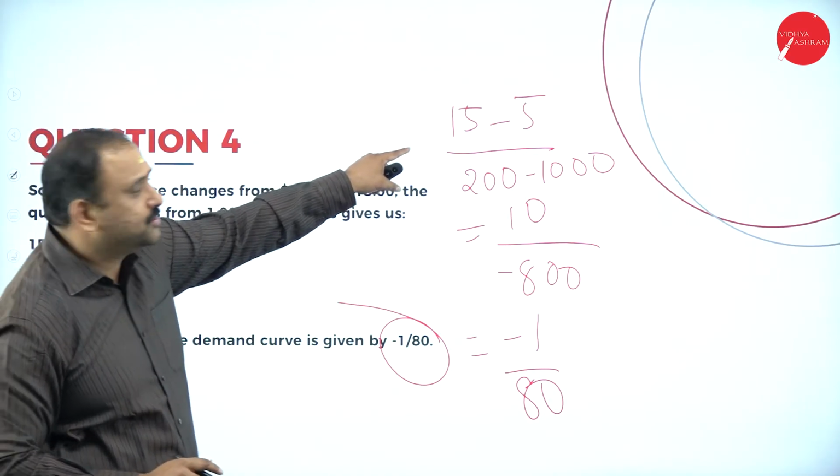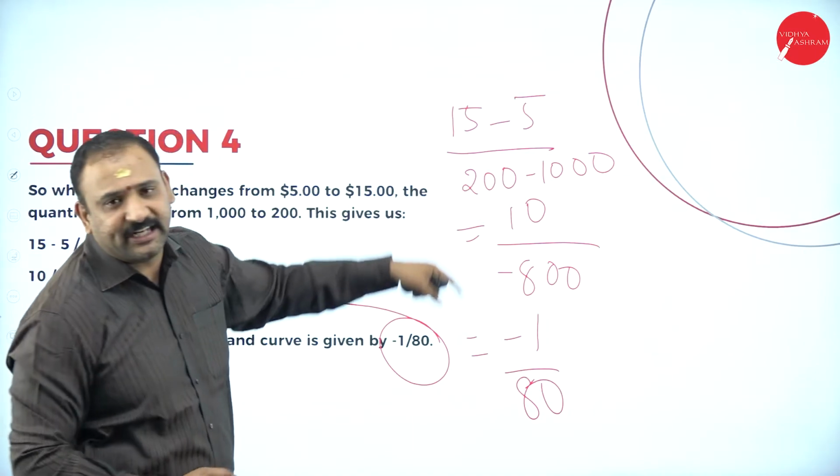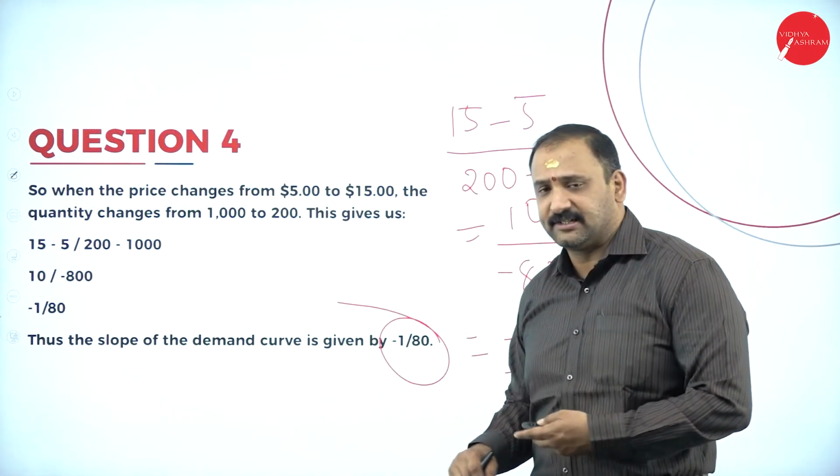So all you have to do is change in the price divided by the change in the quantity. 15 minus 5 divided by 200 minus 1,000. So you will be able to get the answer here.